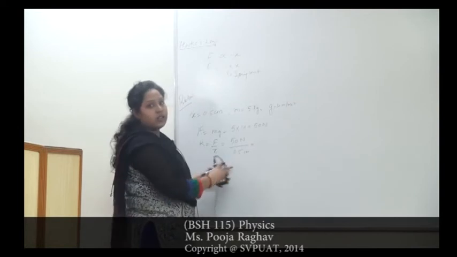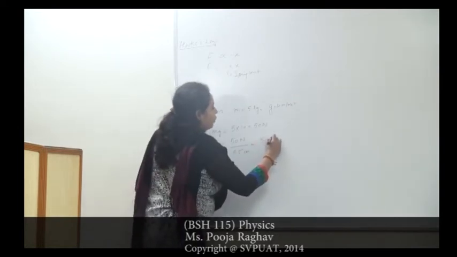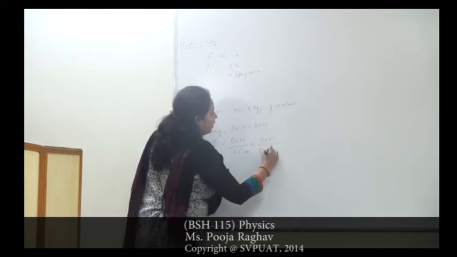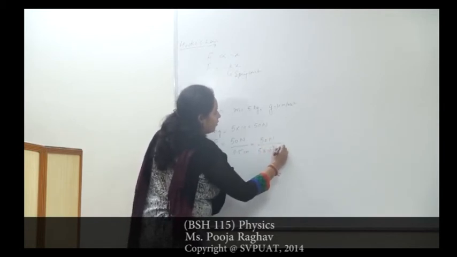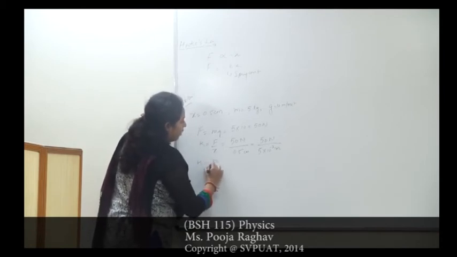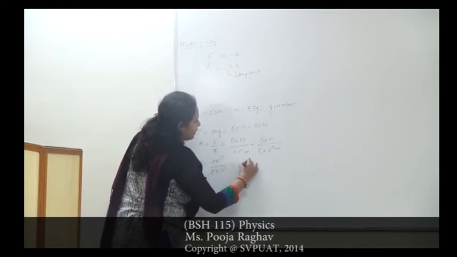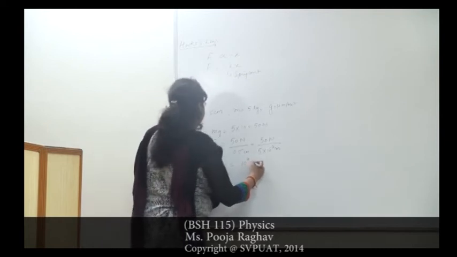Firstly we change 0.5 centimeter into meter. 50 Newton by 5 into 10 to the power minus 3 meter. Then k equals 50 upon 5 into 10 to the power minus 3. That is, the answer will be 10 to the power 4.